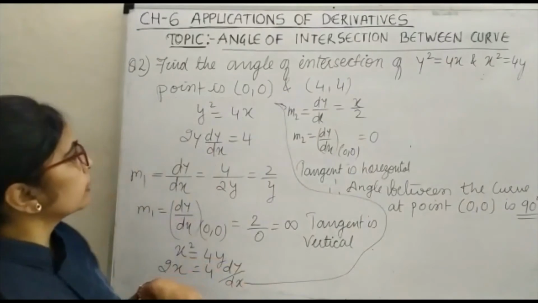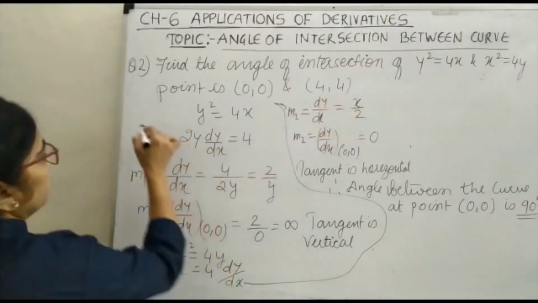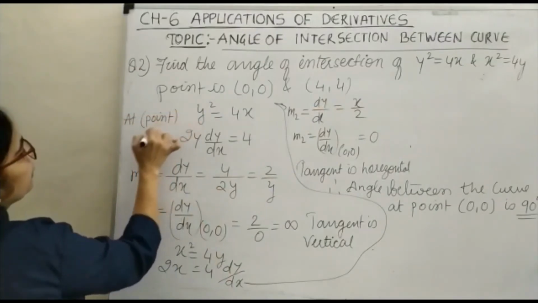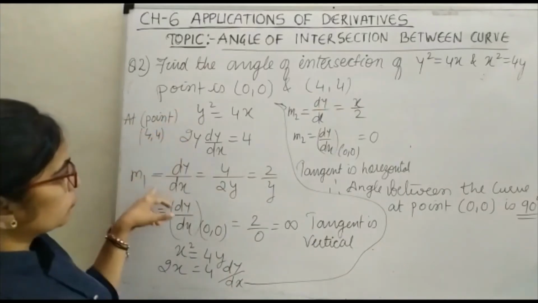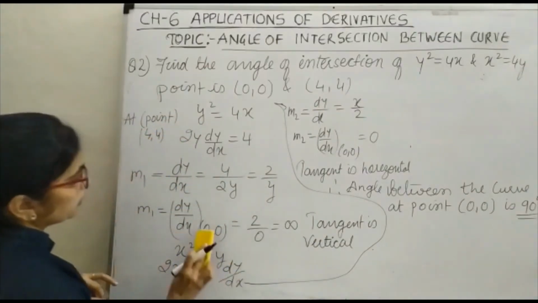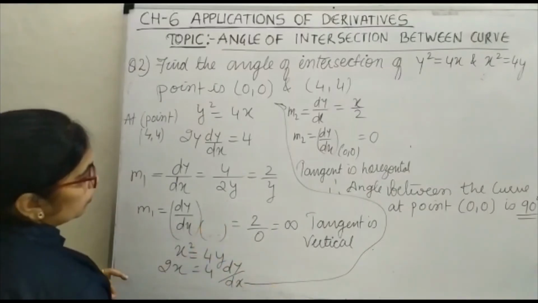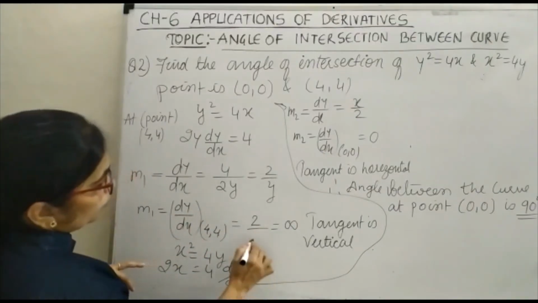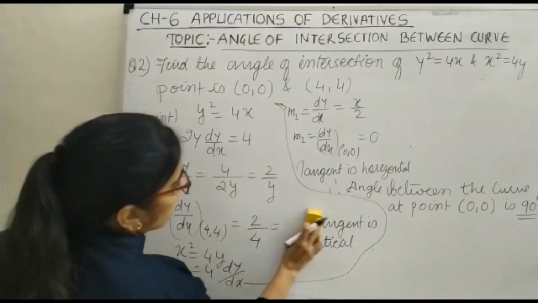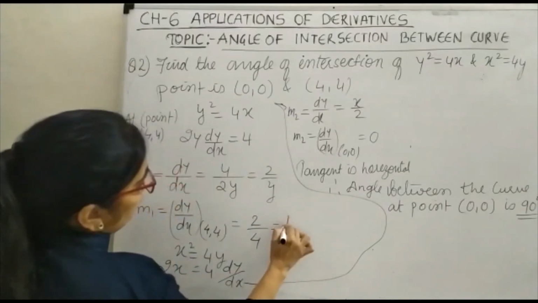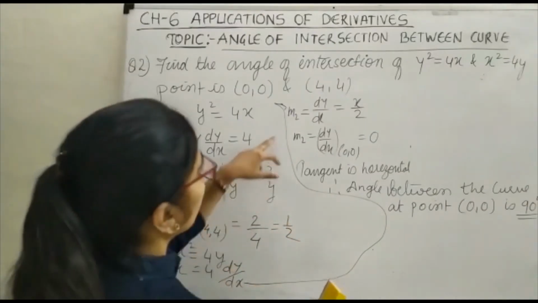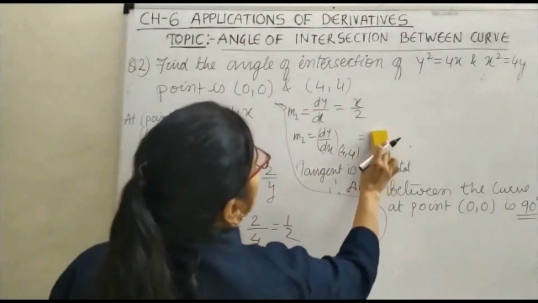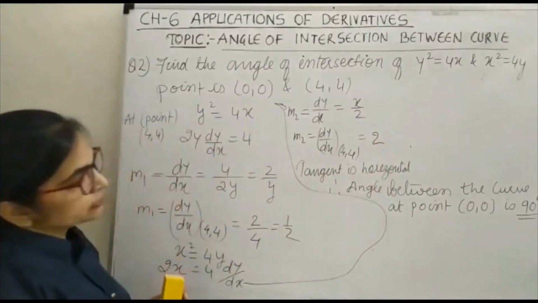In the same way we will work out for the point 4, 4. Again at point 4, 4, pay attention, the expressions will remain the same, only the values will change. So m1 becomes 2 by 4, and this is equal to half. Similarly, m2 at 4, 4 becomes x upon 2, that is 2.